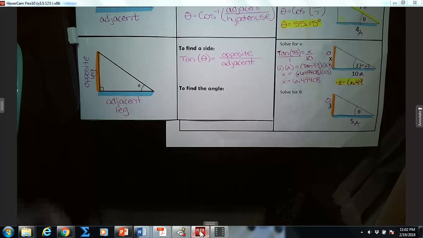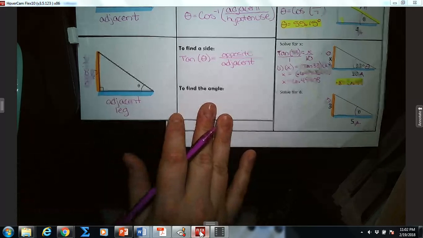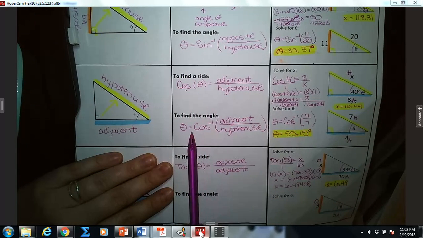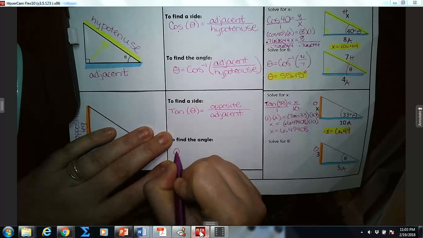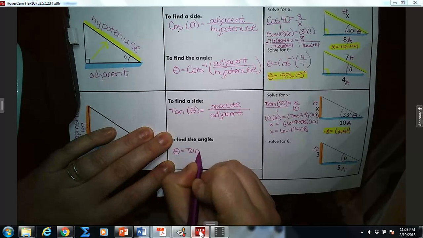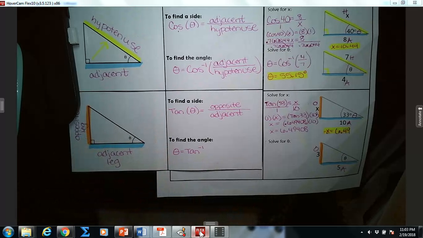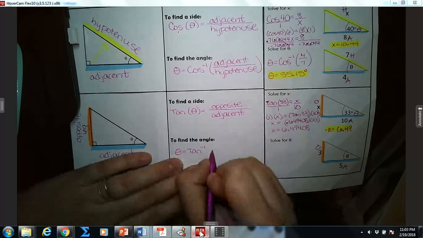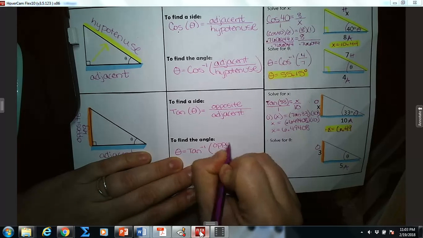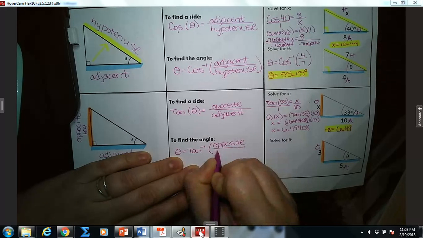Okay. Well, let's check out the pattern above. What do we do when we're trying to find an angle when we're using trig? If we're using sine, we use the sine inverse. If we're using cosine, we use the cosine inverse. So when finding an angle, we're always using the trig inverse function. So even down here on tangent, we're going to use tangent inverse. Now tangent always goes with the comparison of opposite over adjacent. The opposite side measure over the adjacent side measure.